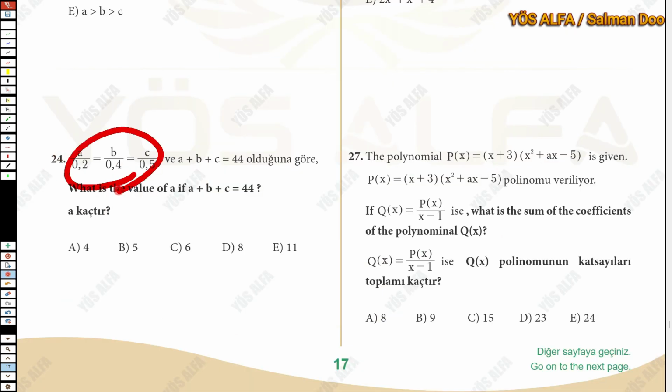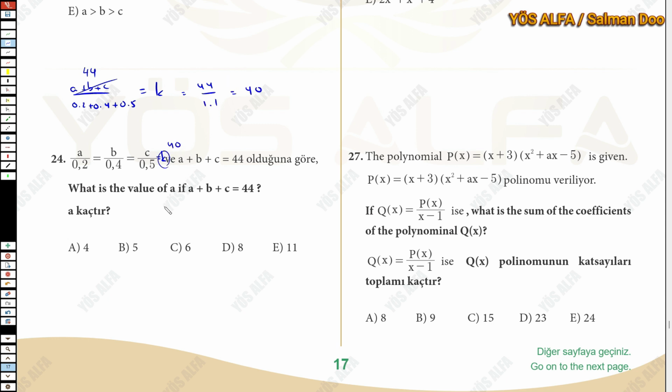24. The ratio is given. What is the value of a if a plus b plus c is 44? Let's say the ratio is equal to k. So we know that a plus b plus c over 0.2 plus 0.4 plus 0.5 is also k, and this is given to be 44. So we have 44 over 1.1, which is 40. So k is 40. What is a? A is equal to 40 times 0.2. So the answer is 8.